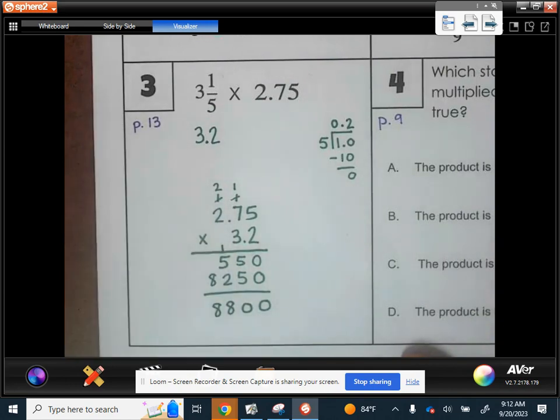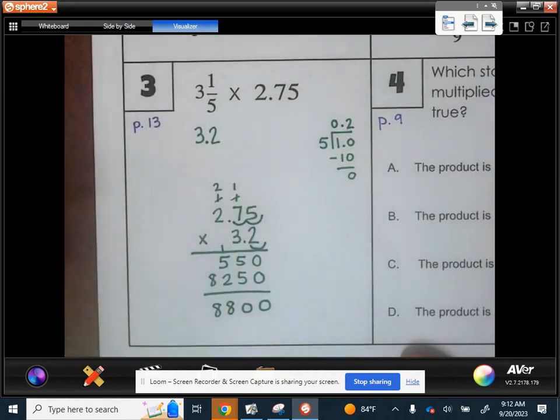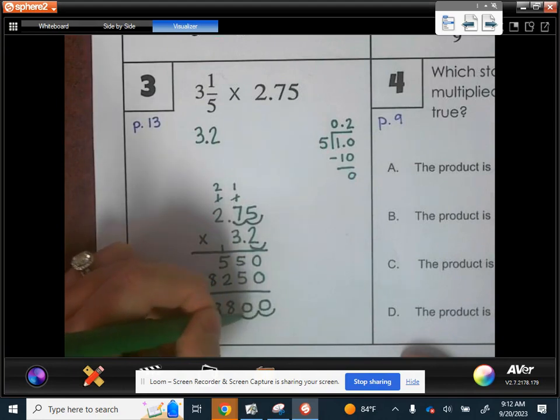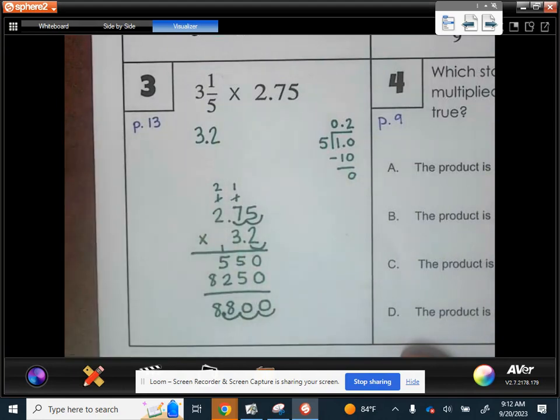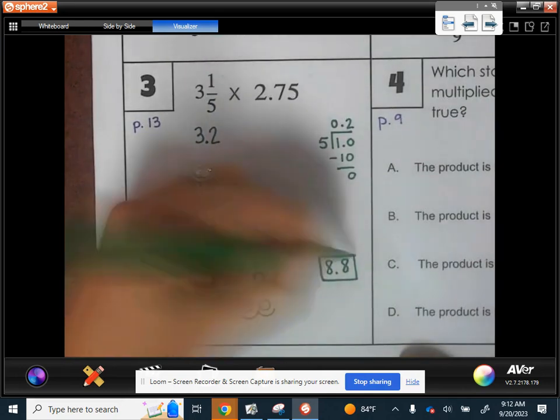I get this, but I need to see where my decimal point is going to go. So we count. There's 1, 2, 3 decimal places in the problem, so there needs to be 1, 2, 3 decimal places in the answer. You can leave these extra zeros. They don't hurt anything, but you don't need them. So technically our answer here would be 8.8.